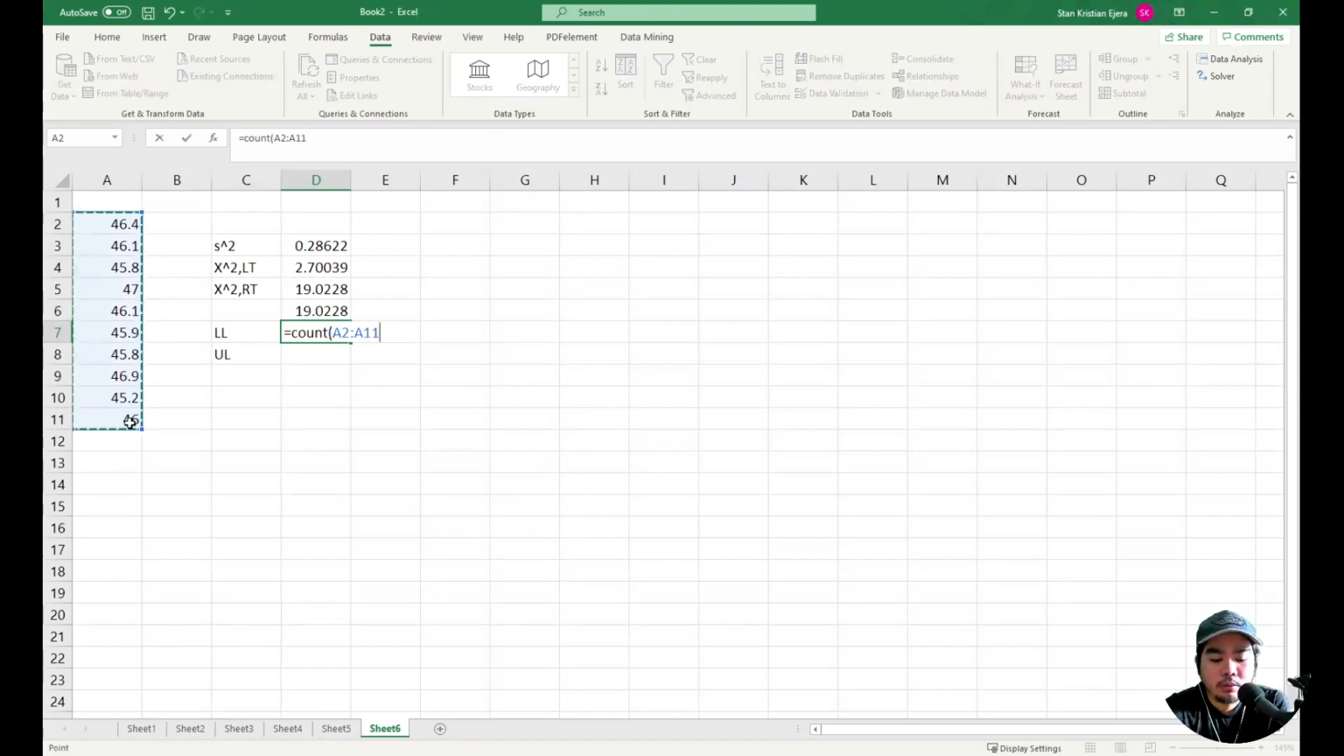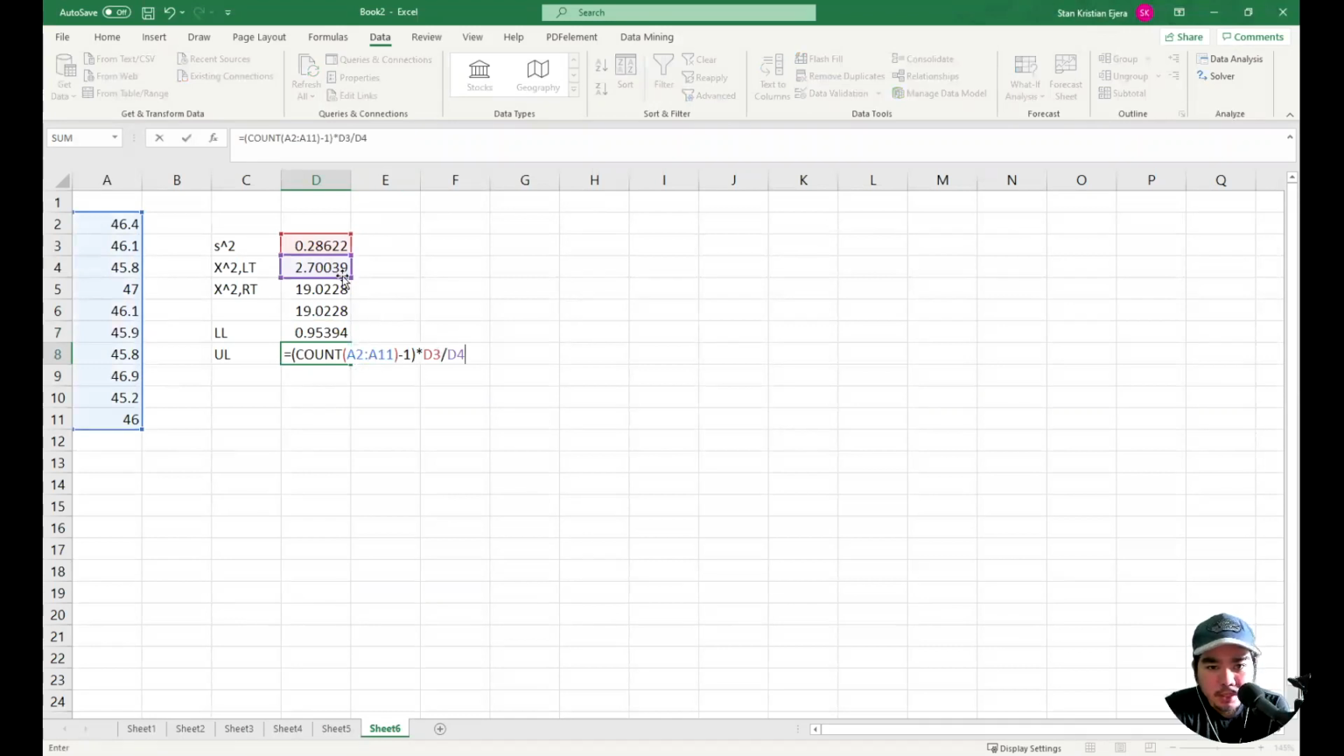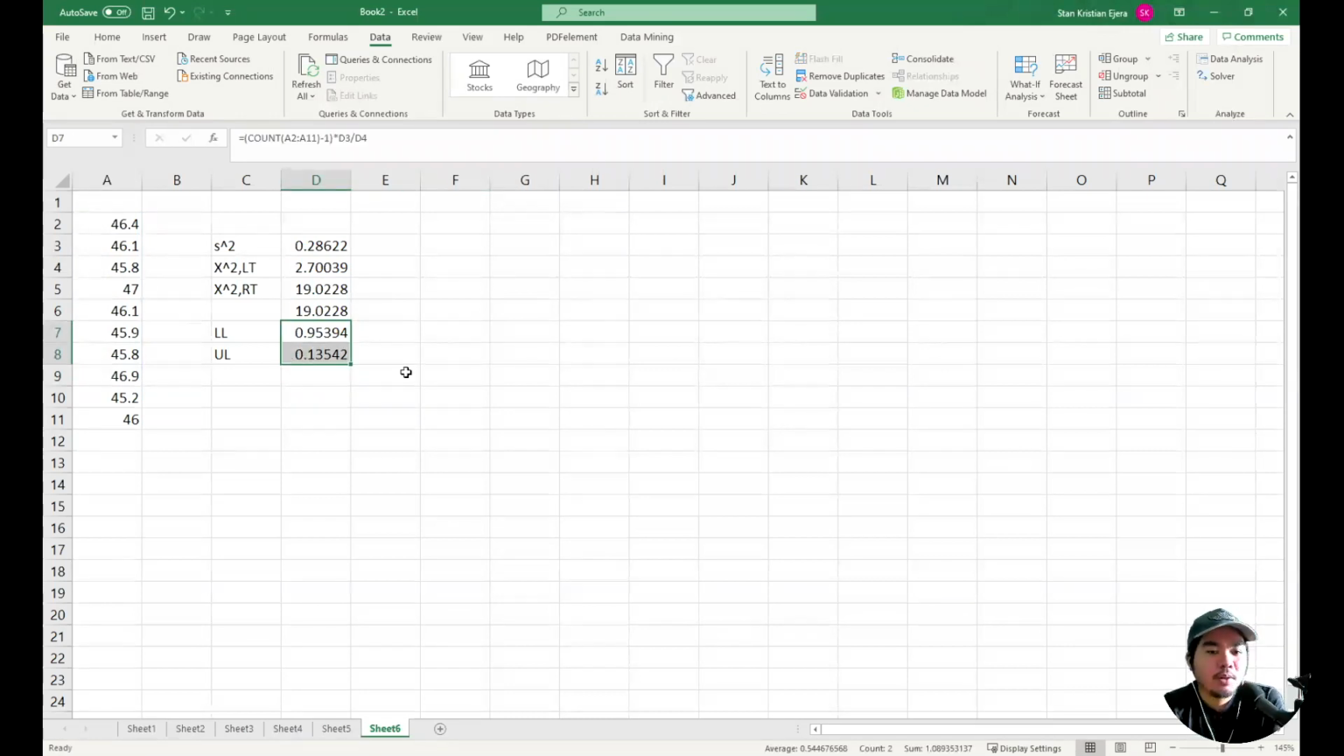Lower limit is equal to n minus 1 times variance, which is this one, divided by left tail. Okay? Tapos, yung upper limit natin is, and I can just copy this too. Pero babaguhin natin, instead of that one, over right tail natin siya. So yung variance natin should lie in between these two values.